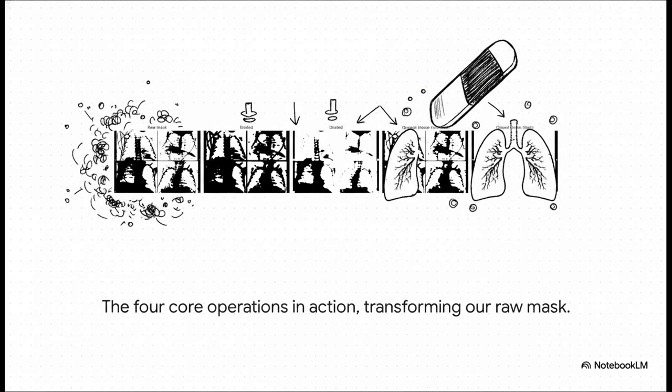And here's what that actually looks like in practice. On the far left, that's our noisy raw mask. See what happens with erosion? Everything just shrinks down. Dilation? Everything gets bigger and puffier. But check out opening. The little specks of noise are gone, but the lungs look about the same size. And with closing, you can see those holes inside the lungs starting to get plugged up. It's pretty cool to see it in action.